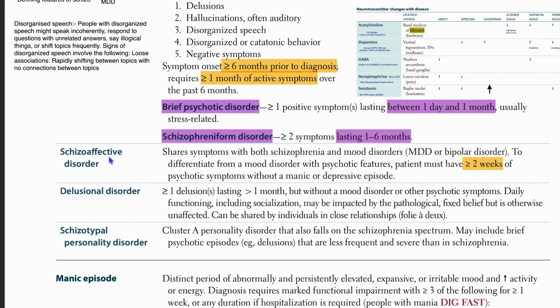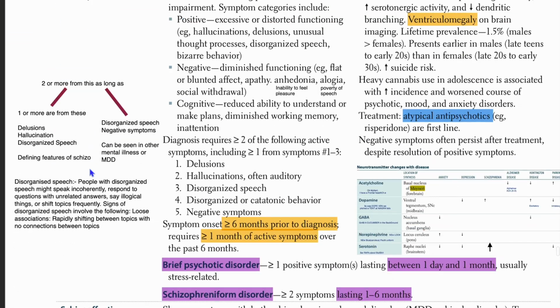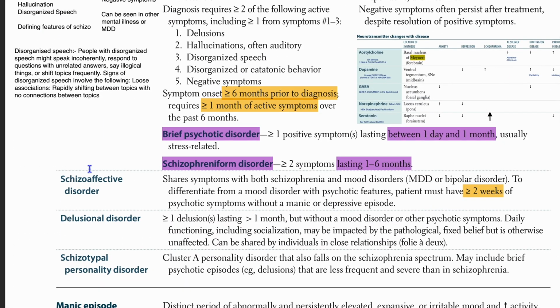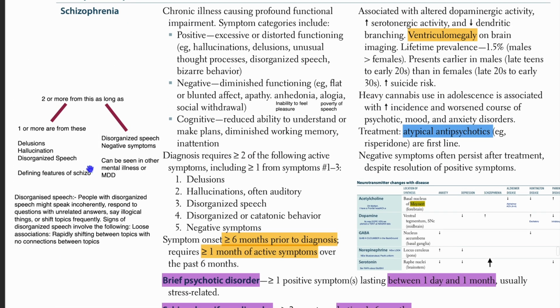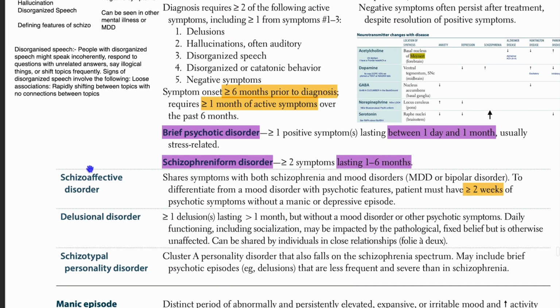Then you have schizoaffective disorder. Schizoaffective disorder shares symptoms with both schizophrenia and mood disorders, so MDD or bipolar disorder. To differentiate from a mood disorder with psychotic features, the patient must have more than 2 weeks of psychotic symptoms without a manic or depressive episode.